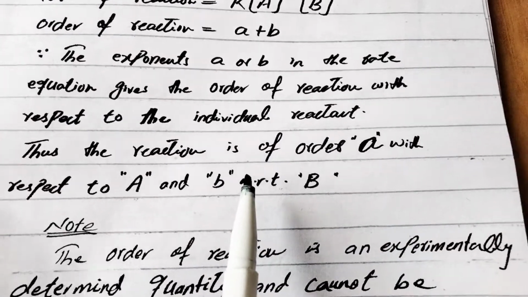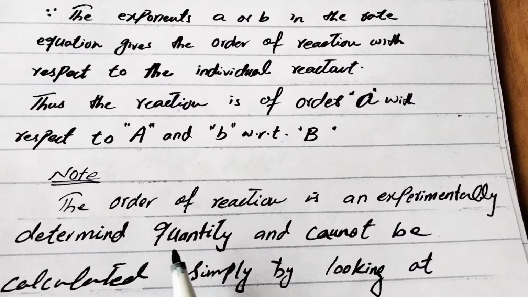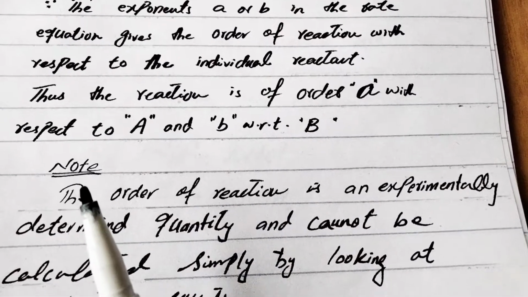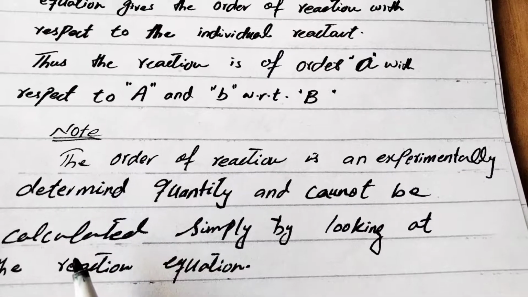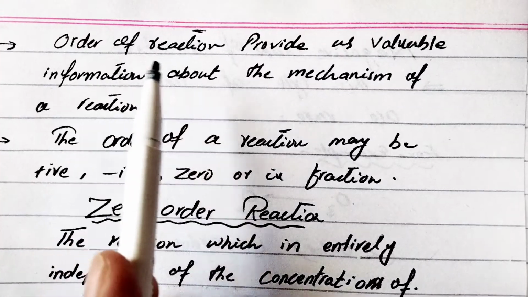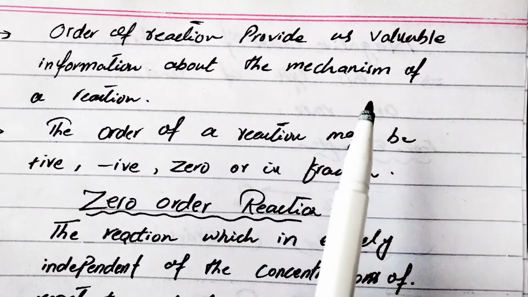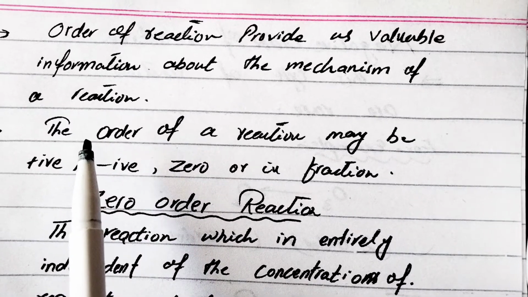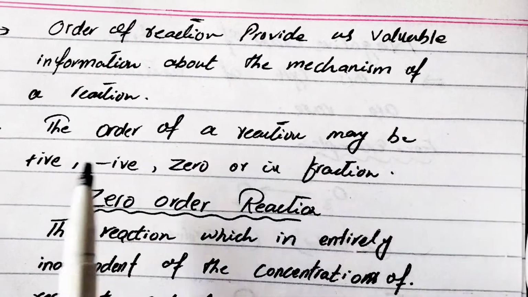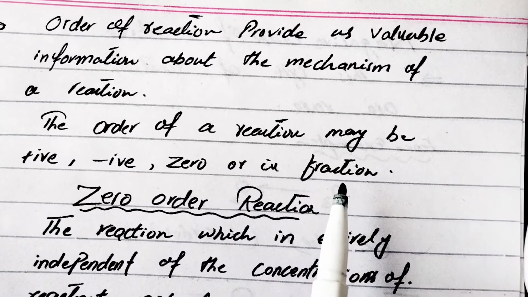Note, the order of reaction is an experimentally determined quantity and cannot be calculated simply by looking at the rate equation. Order of reaction provides us valuable information about the mechanism of a reaction. The order of reaction may be positive, negative, zero, or may also be a fraction.